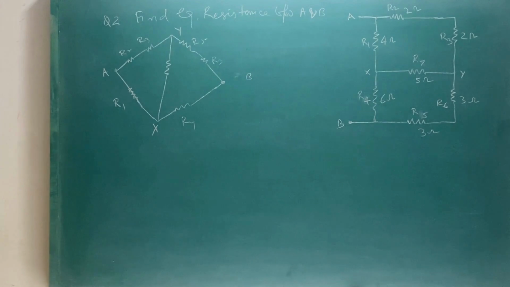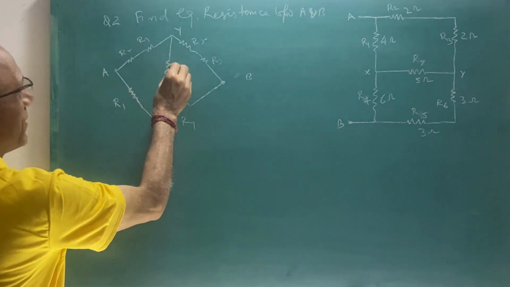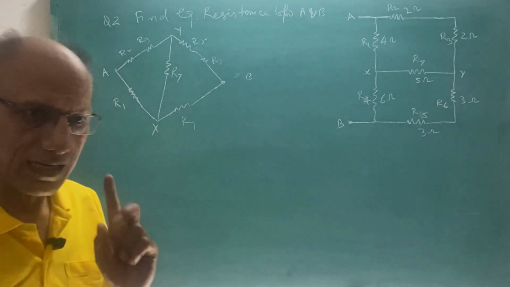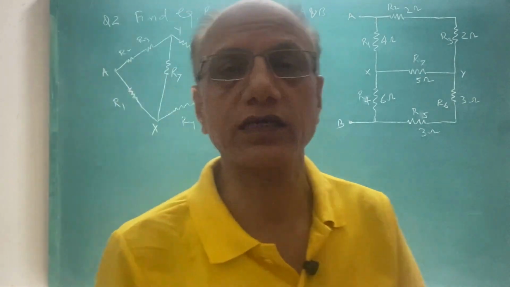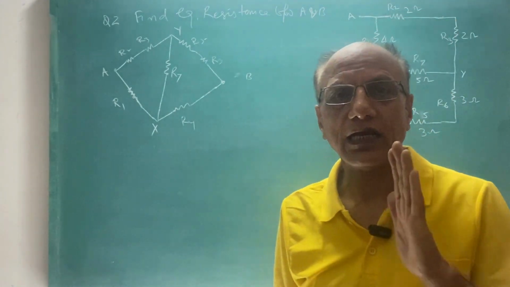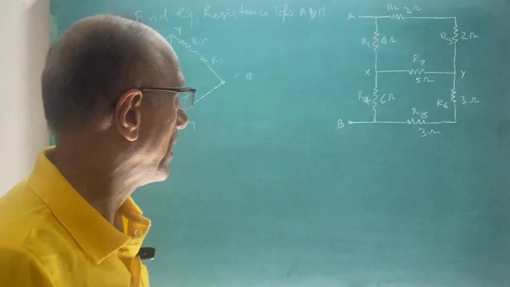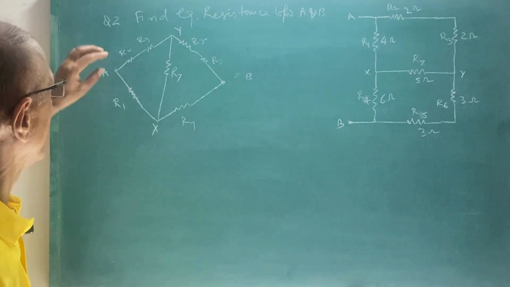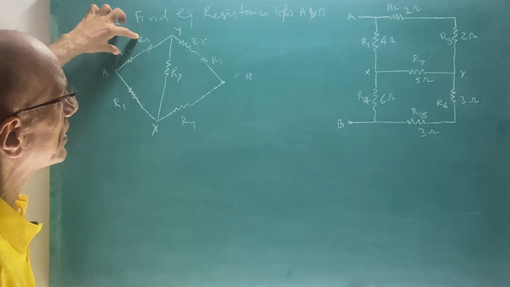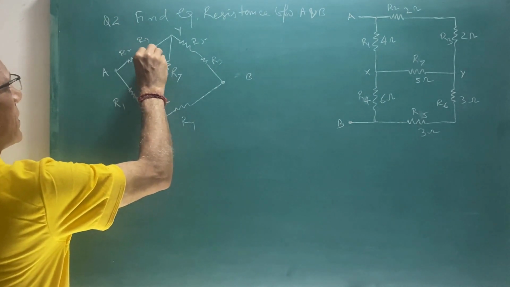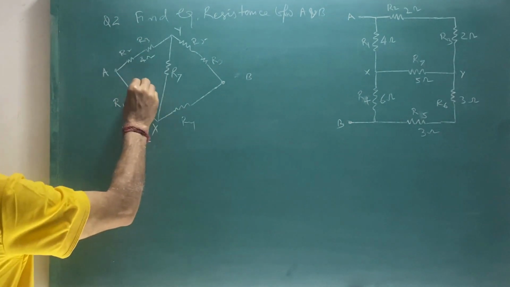Yes, you got it. So it is again like a Wheatstone bridge, but unless it satisfies the Wheatstone bridge condition, it cannot be said to be a Wheatstone bridge. Otherwise it will be a simple network. So here you see this is 2 and 2, so this is 4 ohm here, and R1 is also 4 ohm.